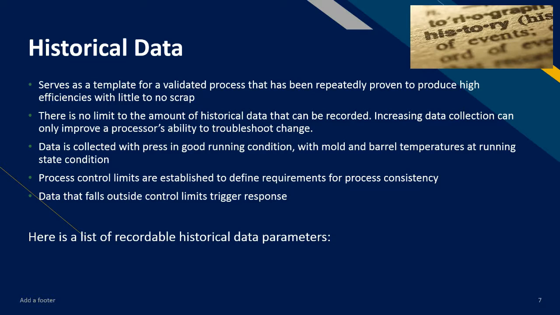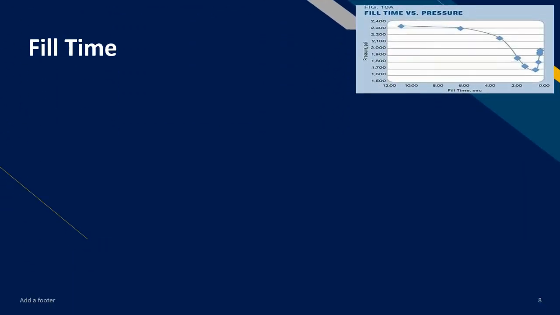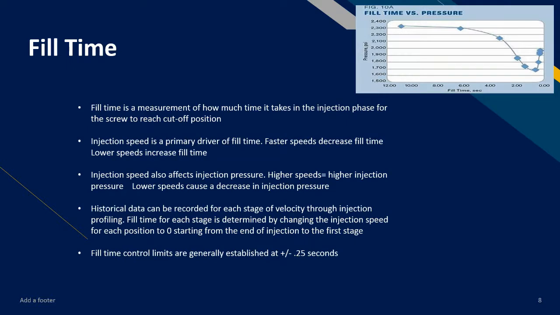Here is a list of recordable historical data parameters. First being fill time. Fill time is a measurement of how much time it takes in the injection phase for the screw to reach cutoff position. Injection speed is a primary driver of fill time. Faster speeds decrease fill time and lower speeds increase fill time. The injection speed also affects injection pressure. Higher speeds equal higher injection pressure, where lower speeds cause a decrease in injection pressure.